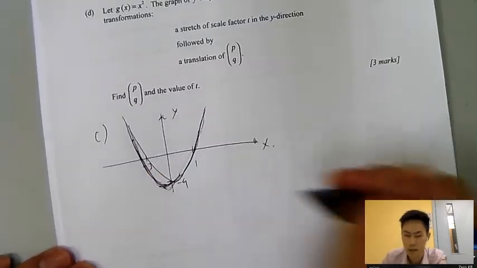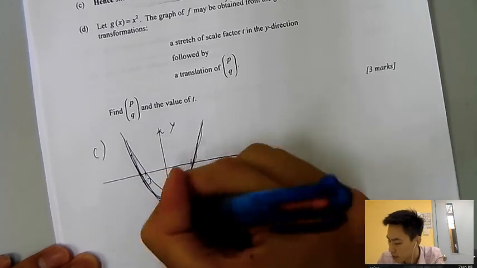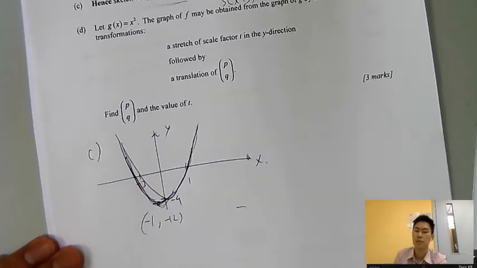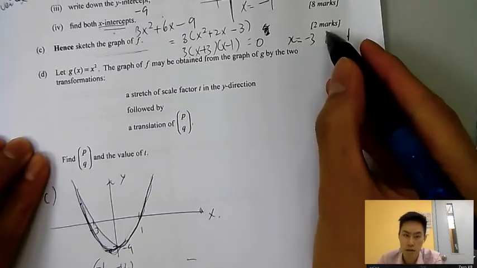Okay, anyway, I think you get this, right? So minus 1 and then minus 12, yeah? So you get this, right? And then that's how you get 2 marks.